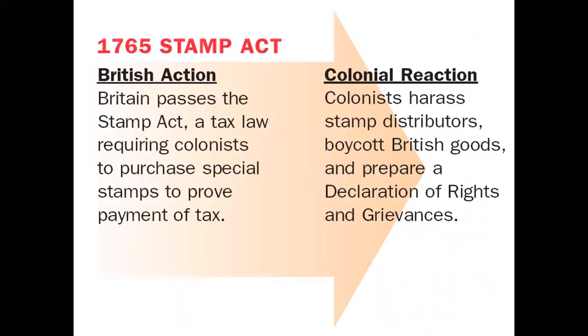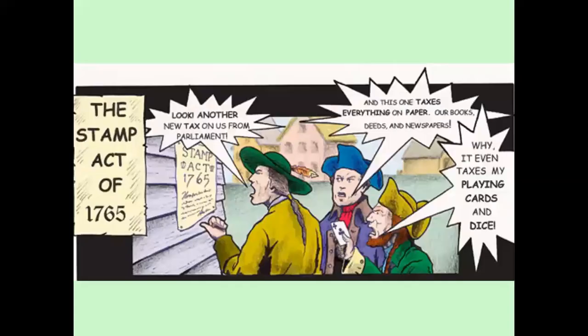So, the Stamp Act. Britain is going to pass the Stamp Act, which basically means that the colonists have to purchase special stamps to prove payment of the tax. So you buy anything, it's got to have a special mark with it. And colonists basically boycott all British goods and write all these letters, have these declarations of rights and grievances, like we have a major problem with this. You can't do this to us.